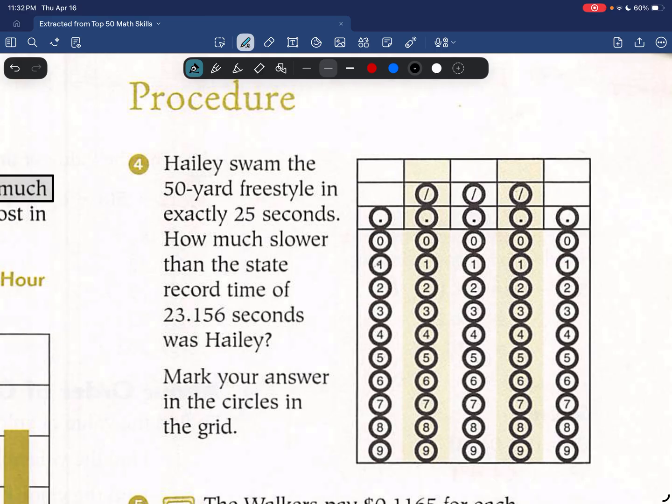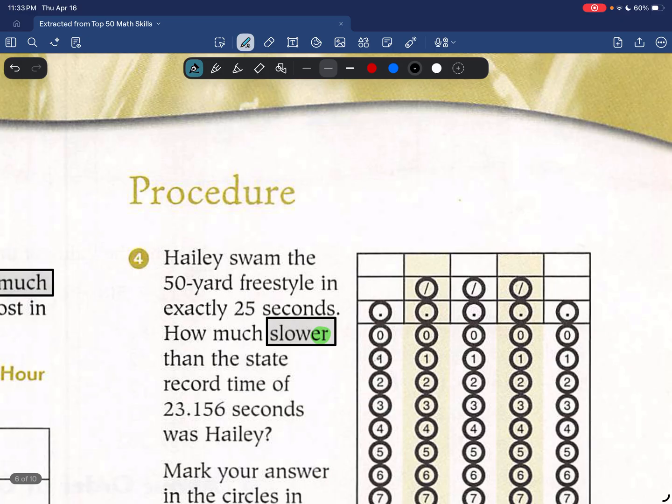Haley swam the 50-yard freestyle in exactly 25 seconds. How much slower than the state record time of 23.156 seconds was Haley? And I want you to highlight this word: slower. That is a subtraction word, especially that ER on the end. So they're telling me you need to subtract here.